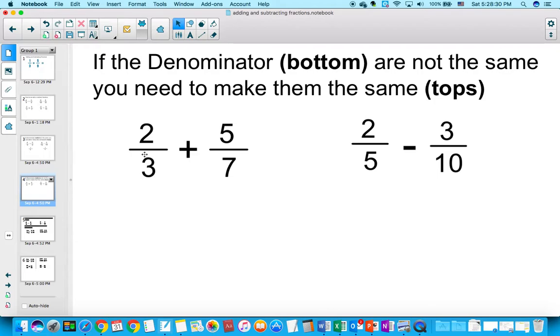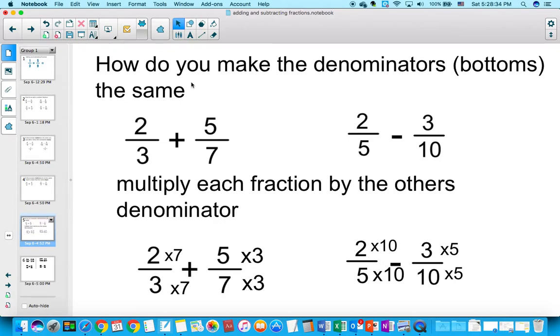So if they're not, make them the same. And this is what you do. You take the denominators and you multiply the other fraction by that denominator. So here we see 2 over 3 plus 5 over 7. Denominators are not the same. So I take the denominator from this guy, the 7, and I multiply the first fraction by the 7. So 2 times 7, 3 times 7.